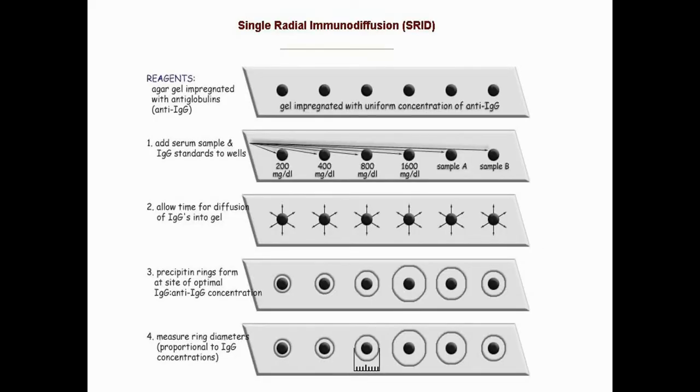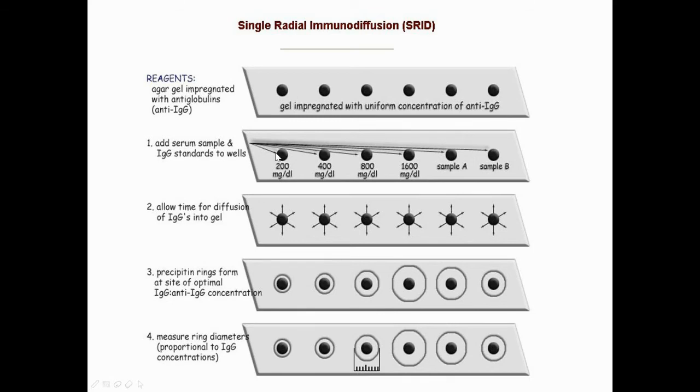And this is a picture of single radial immunodiffusion. Here the reagents will be added into the agarose gel. After making the agarose gel, we will pour it onto the glass slide. After pouring onto the glass slide, we will make some small wells, which are small holes like this. And then we are adding the anti-immunoglobulin. You can ask me, what is anti-immunoglobulin? Anti-immunoglobulin is something which acts against the immunoglobulin.